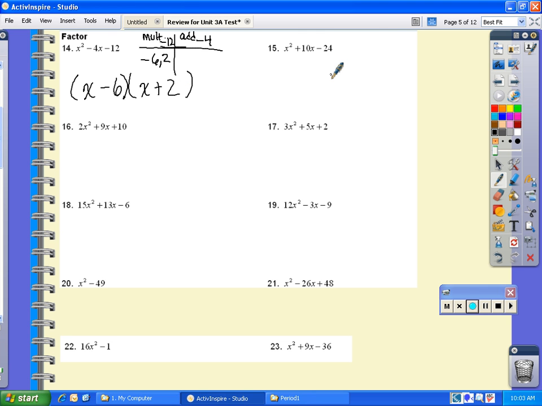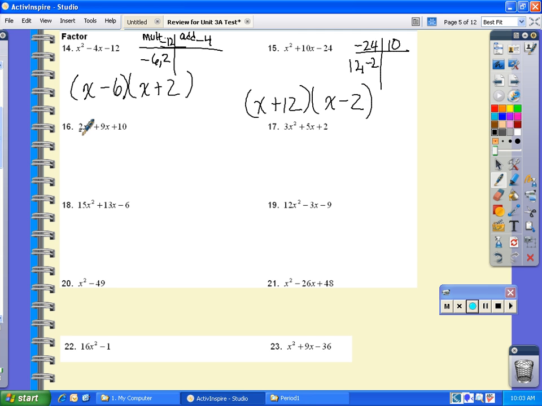For number 15, again, you want to do the same thing. Two numbers that when you multiply, you get negative 24, and when you add, you get 10. Those two numbers are 12 and negative 2. So I can, again, go right to my parentheses and do x plus 12 and x minus 2.